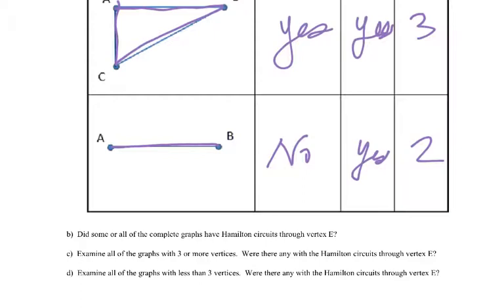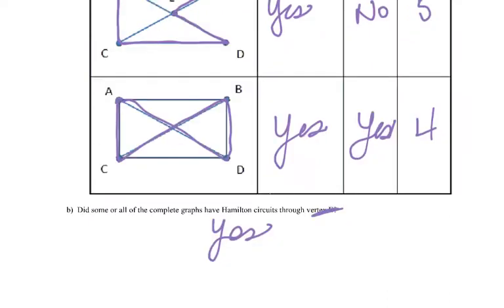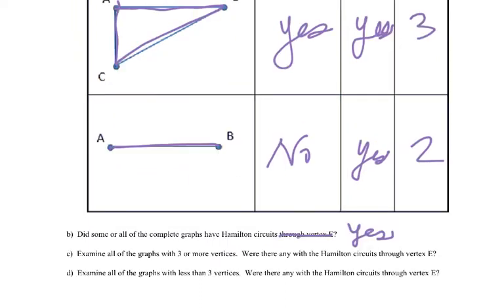So then it asked, did some or all of the complete graphs have a Hamilton circuit? Yes, the second one did. Examine all the graphs with 3 or more vertices. So that's even going back here. Were there any with Hamilton circuits? Yes, there were. Okay. Examine all of the graphs with less than 3 vertices. That's only this one. Were there any Hamilton circuits through in that example? No.